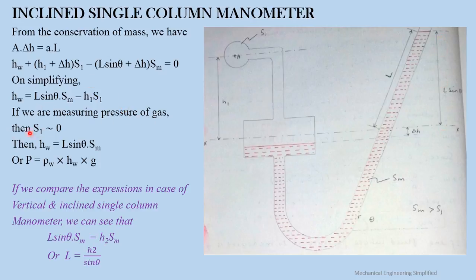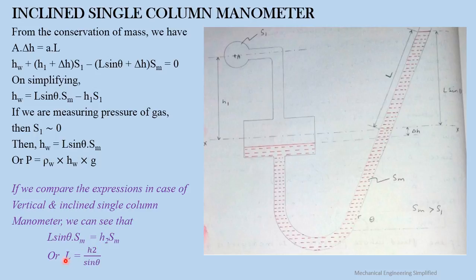And for measuring the pressure of gas, S1 is approximately equal to 0, so HW is equal to L sine theta into SM. For calculating the pressure in terms of P, you will have rho W into HW into G. If we compare the expressions in the case of vertical and inclined single column manometer, in this case HW is L sine theta SM, and there it was H2 SM, so SM gets cancelled, and L is equal to H2 by sine theta.